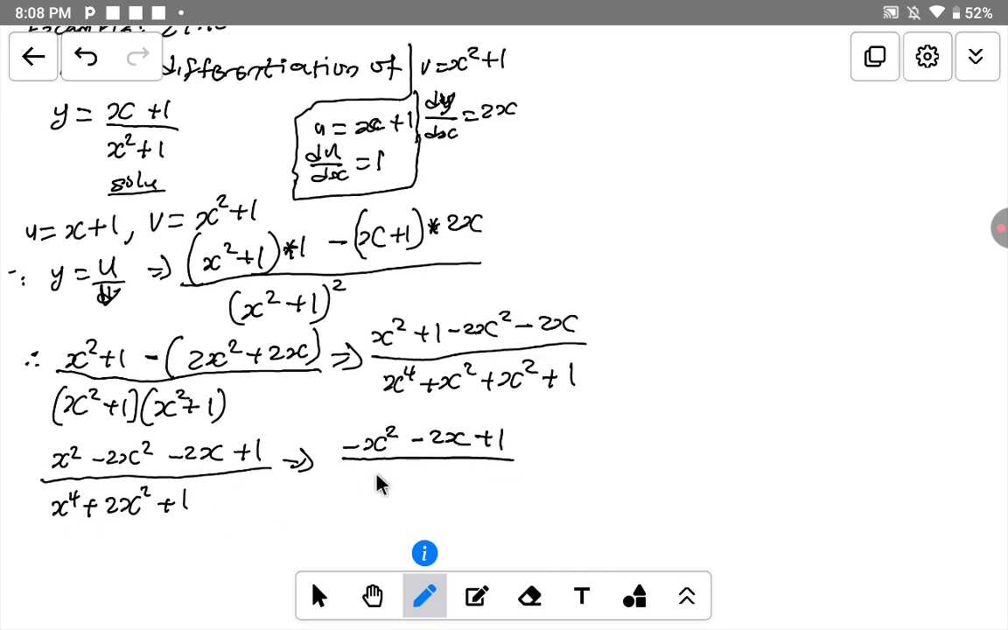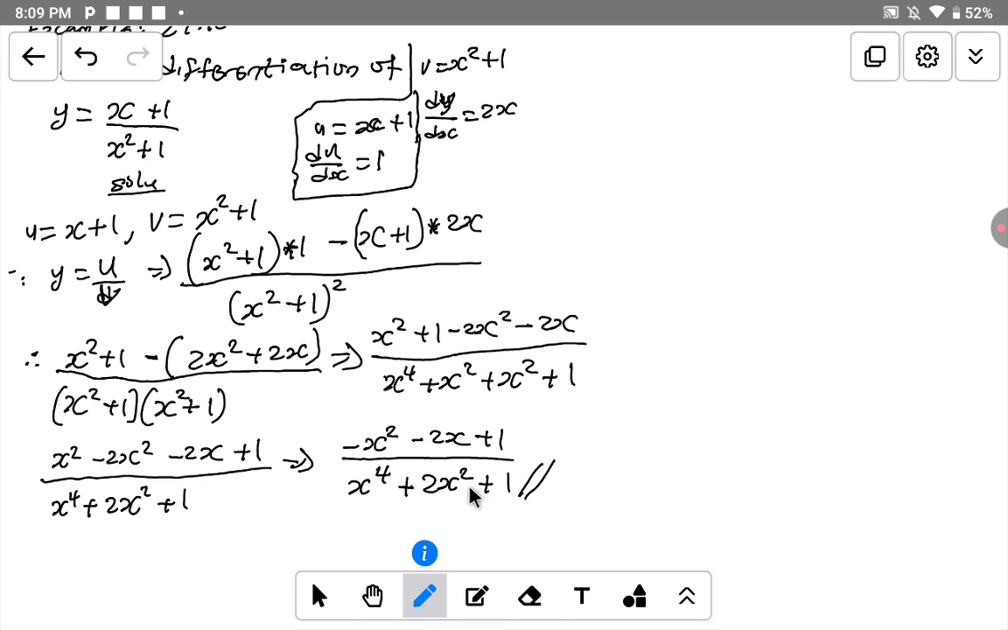s with power of 4, plus 2s square, plus 1. So with this part, I think this should be the solution of this question. This is the answer to this question.